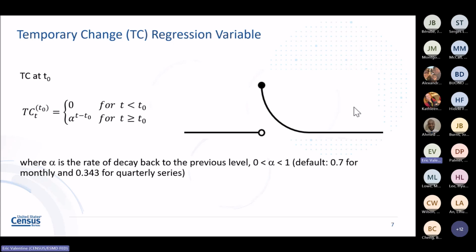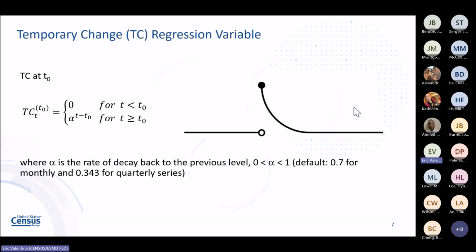A temporary change, or a TC regressor, is an outlier or intervention effect that models an abrupt change to the level of the series, followed by an exponential return to the level before that change. The return to the previous level might occur gradually or quickly, but not immediately, as in the case of an additive outlier. This is a mathematical representation of a TC.